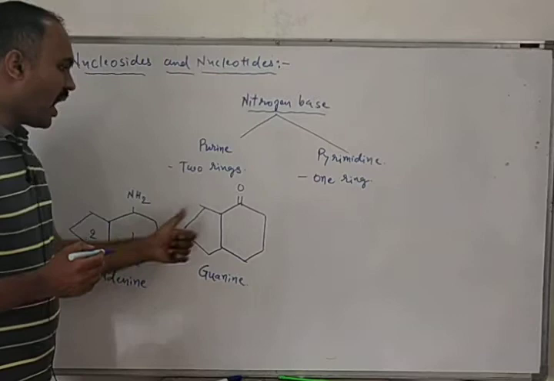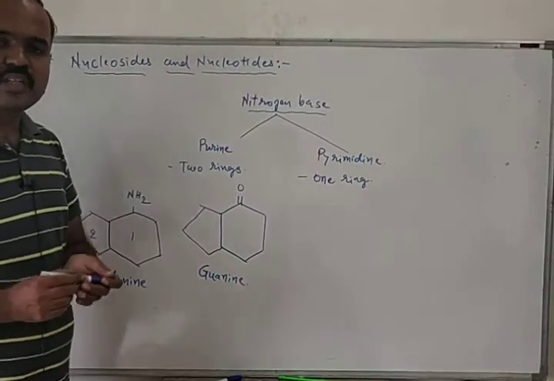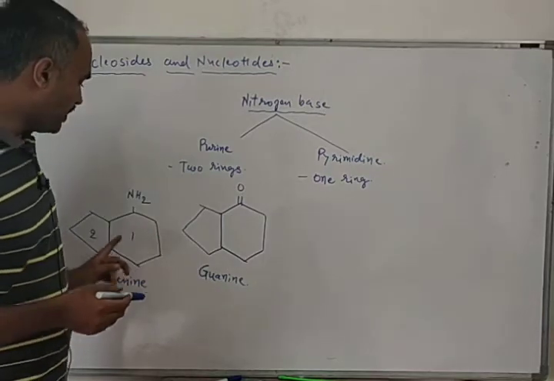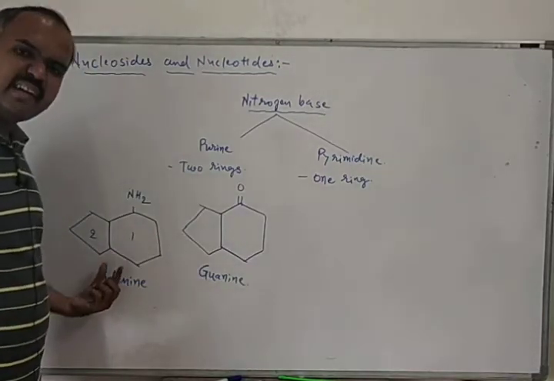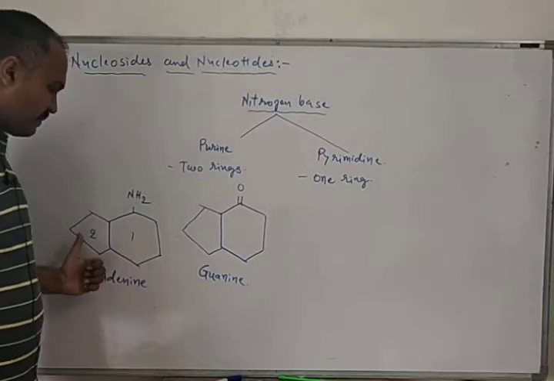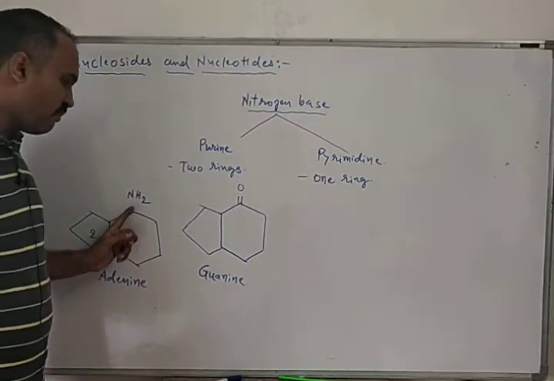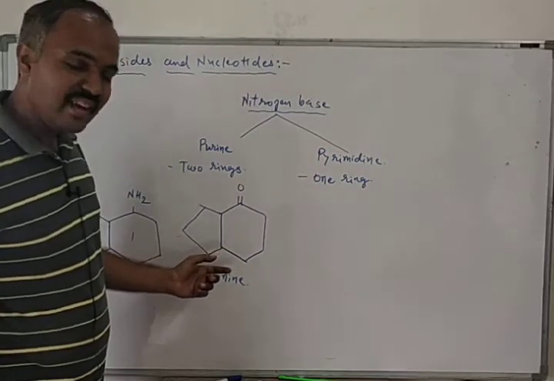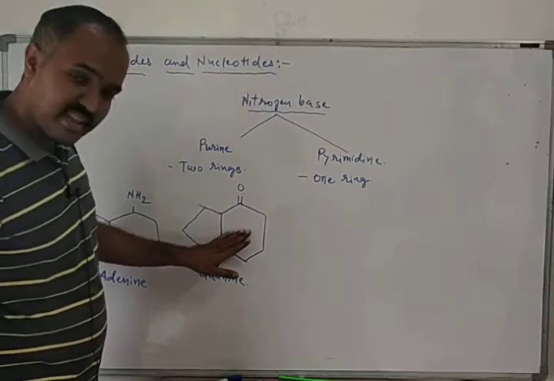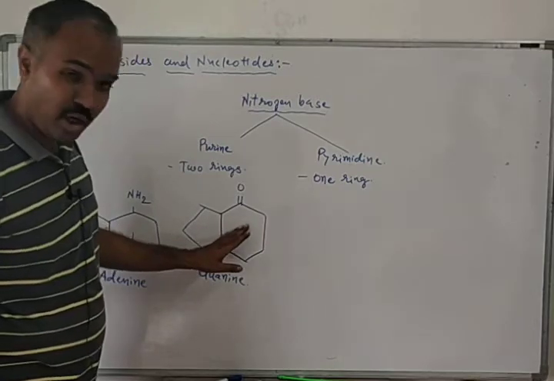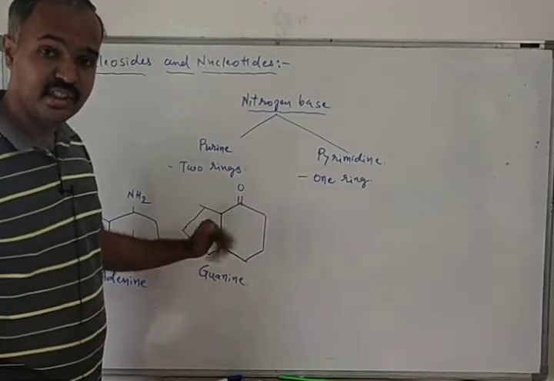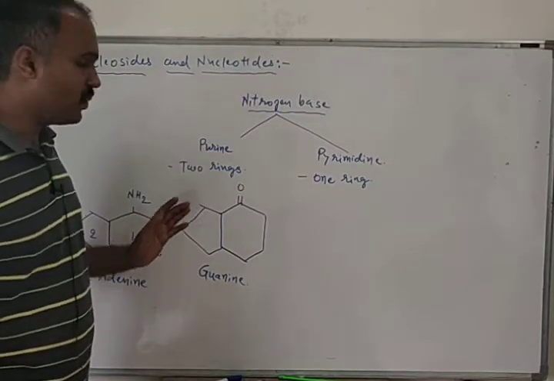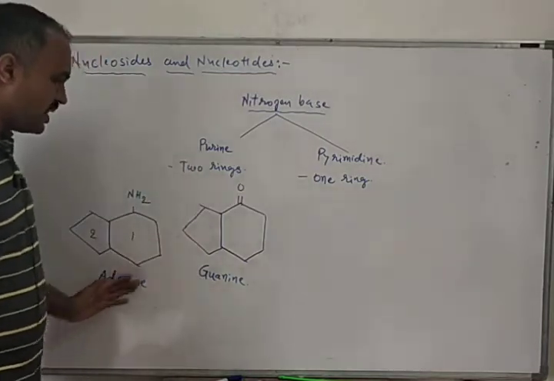So adenine and guanine are known as purines. In adenine, two heterocyclic rings are there, one hexagonal and one pentagonal, and on the top of the ring an amino group is there. In guanine, the two heterocyclic rings are there, one hexagonal and one pentagonal, and on top of the hexagonal ring oxygen is present. So the two purine nitrogen bases are adenine and guanine.